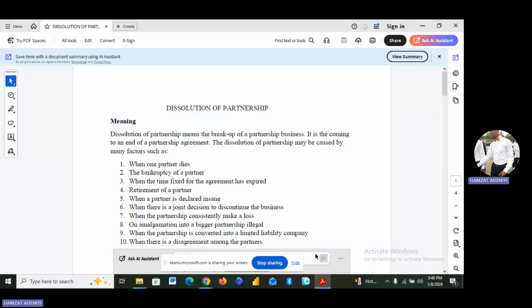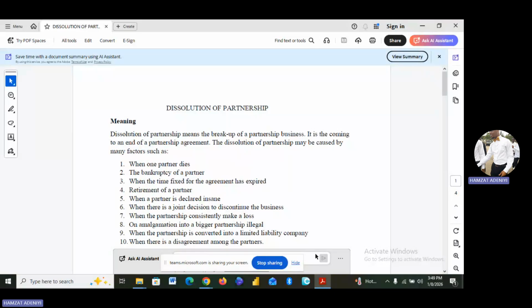We proceeded, and we talked about the admission of new partners, under which we talked about the capital accounts, and we also talked about goodwill, in case there is a new partner that is coming in and is bringing in goodwill. We also touched on revaluation of assets when a new partner is coming in, that is, the revaluation account. But today, we are moving to another aspect of partnership, which is dissolution of partnership business.